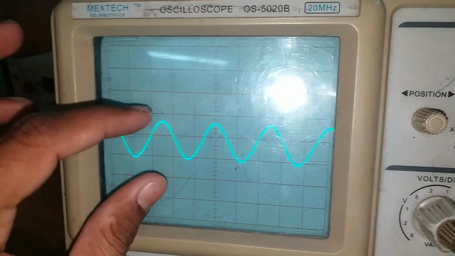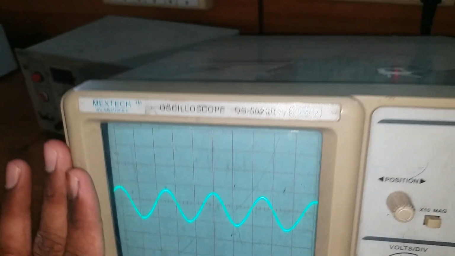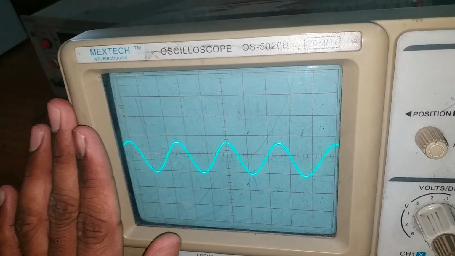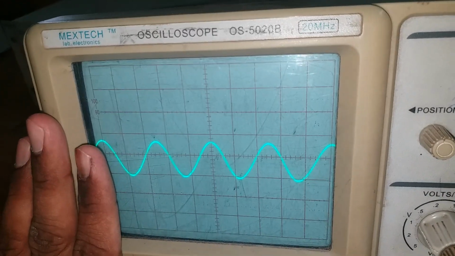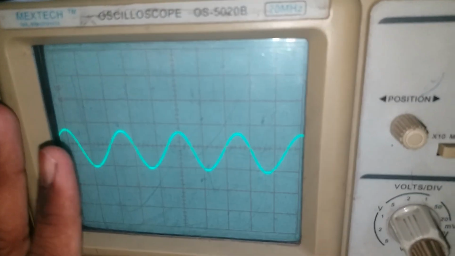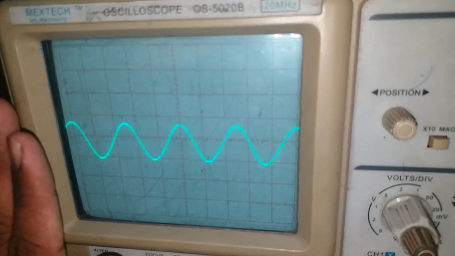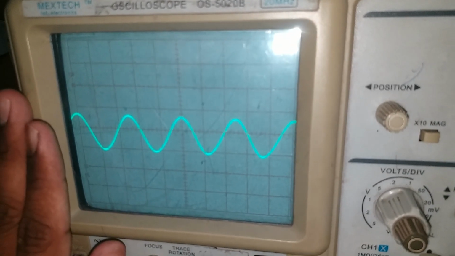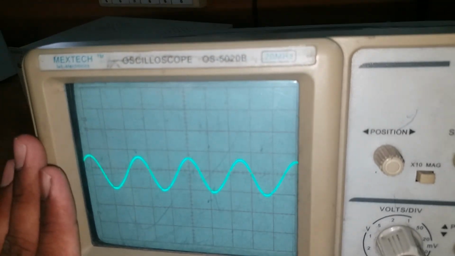So for this waveform, I am going to calculate 3 parameters in total. What are the 3 parameters? One is amplitude, next one is time period, and third one is the frequency. Like that we are going to get the practical frequency.